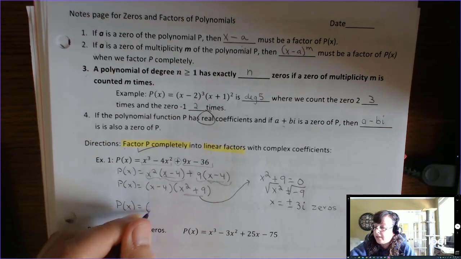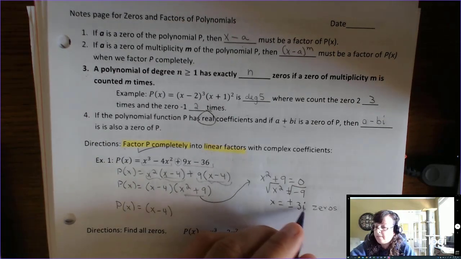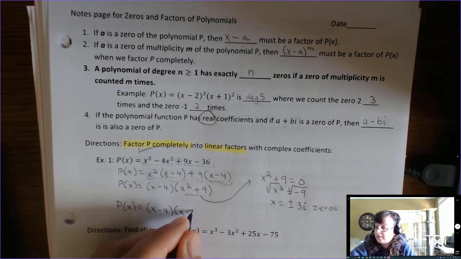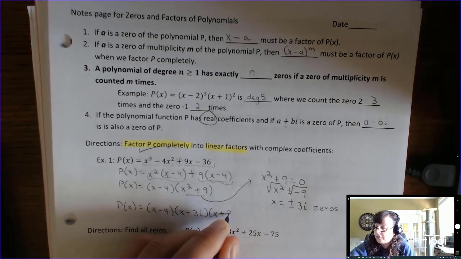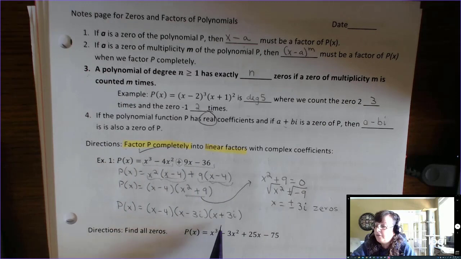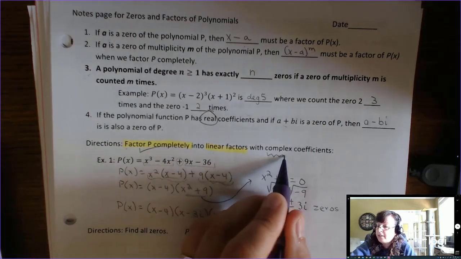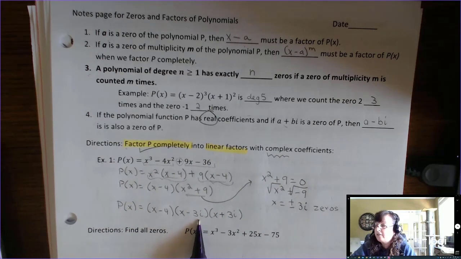And so the factors are x minus 4, and then x squared plus 9 became these two zeros, so that's x minus 3i and x minus a negative 3i, which is x plus 3i. Now we've done it. We have factored this into linear factors with complex coefficients. That just means that it's okay that these coefficients here are imaginary. Okay, so we make sure we answer the question.